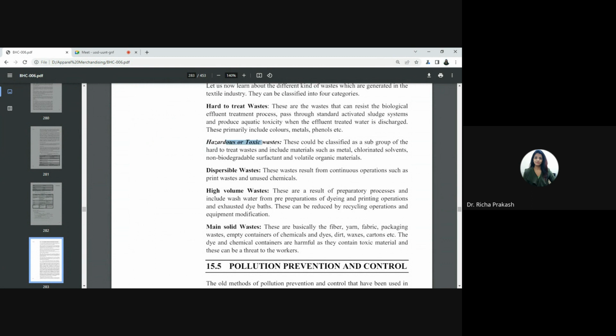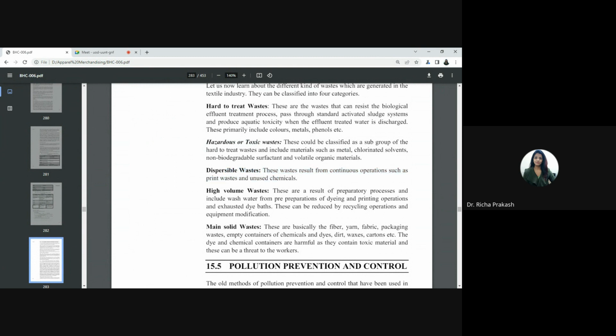Hazardous or toxic waste, you talk about radioactive material, those are totally non-biodegradable. Of course that doesn't count in the textile industry, but I just gave an example. Then again there are metals, chlorinated solvents, etc., which are very toxic. They are so toxic that if there's a pond or a lake nearby, all the marine aquatic animals will die actually. So they are literally too hazardous and toxic.